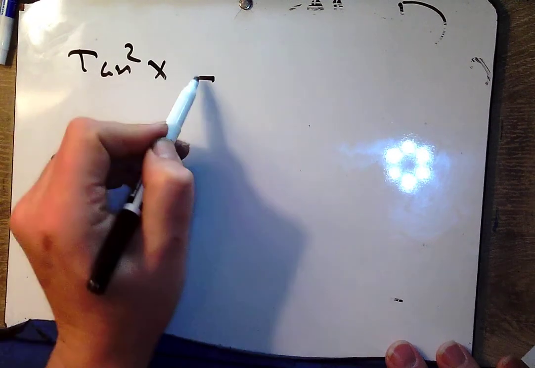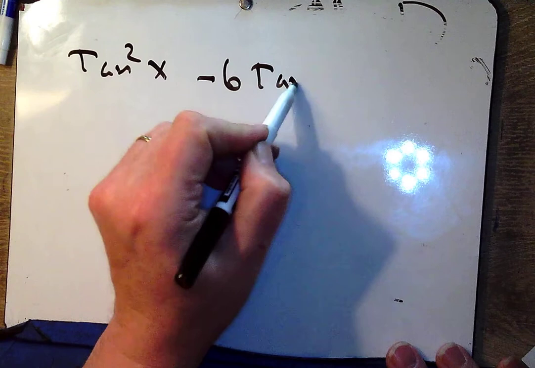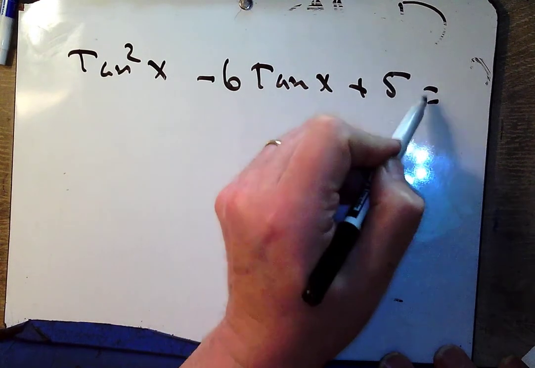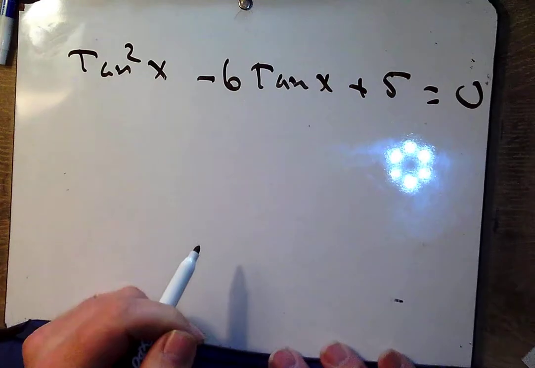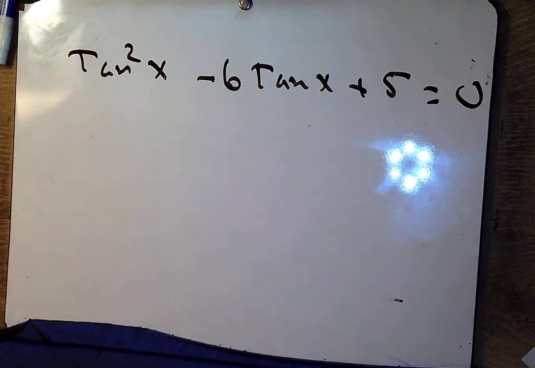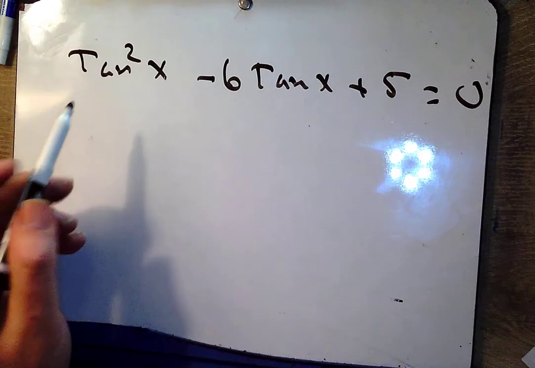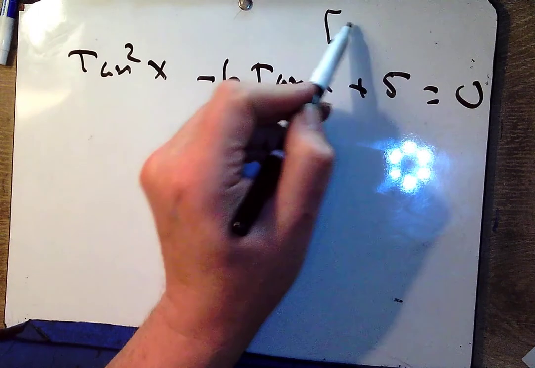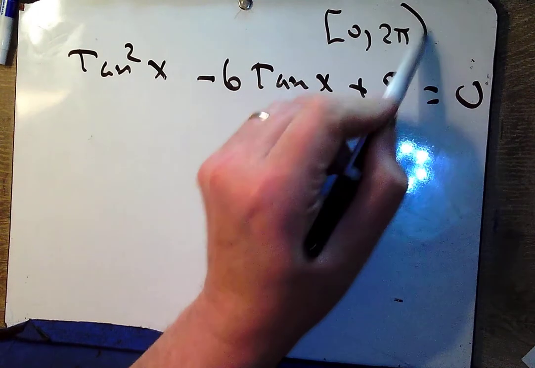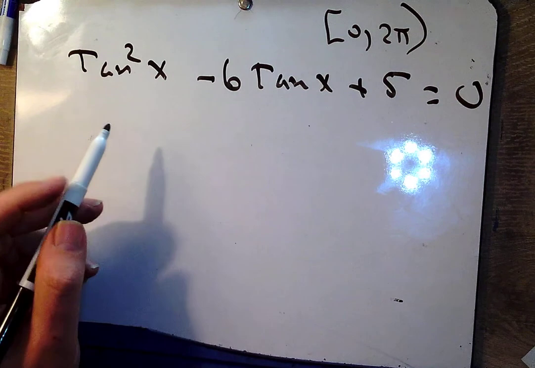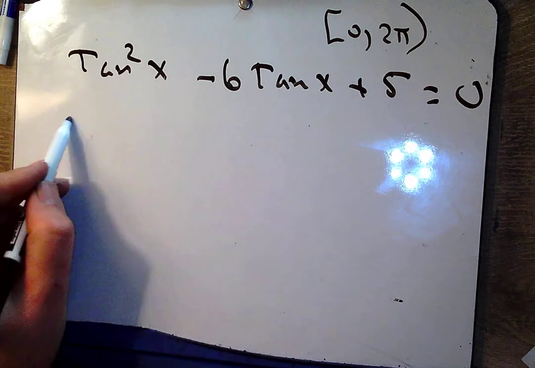Tangent squared x minus 6 tangent x plus 5 equals 0. Give that one a try. Hey, welcome back. Let's still talk about, oh, well, the last one was all solutions, so I'll do 0 to 2 pi here. Yes, this is factorable.